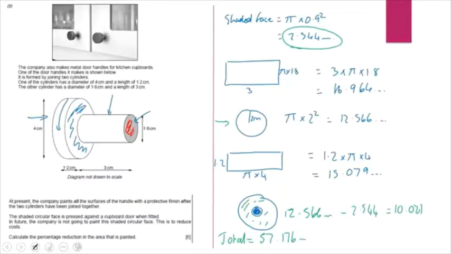this bit here. So percentage reduction would be your original area for the shaded part over the total, 57.176, and we will multiply that by 100 to put it into a percentage. So the percentage reduction here would be around 4.45 percent, and that's your final solution to that question there, correct to 2 decimal places.